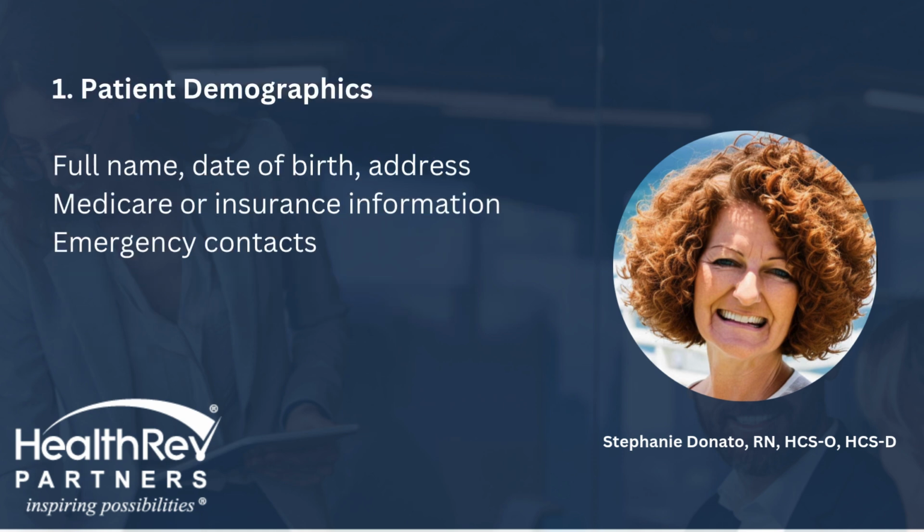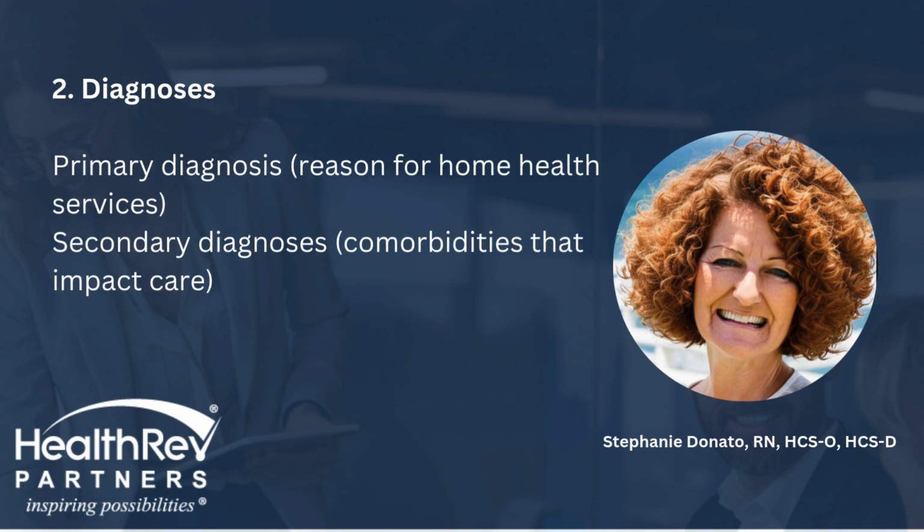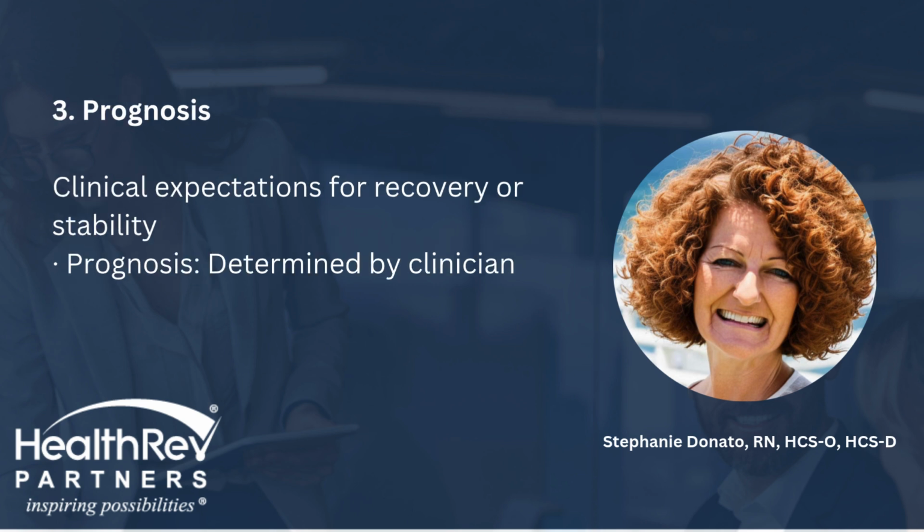First off, patient demographics, such as the patient's name, date of birth, and address, their Medicare number or insurance information, and emergency contacts. Next, you want to include their diagnoses. Of course, the primary diagnosis is the reason for home health services. All of the secondary diagnoses are comorbidities that will impact care. Prognosis is the clinical expectation for recovery or stability, and a big one on the plan of care is medications.